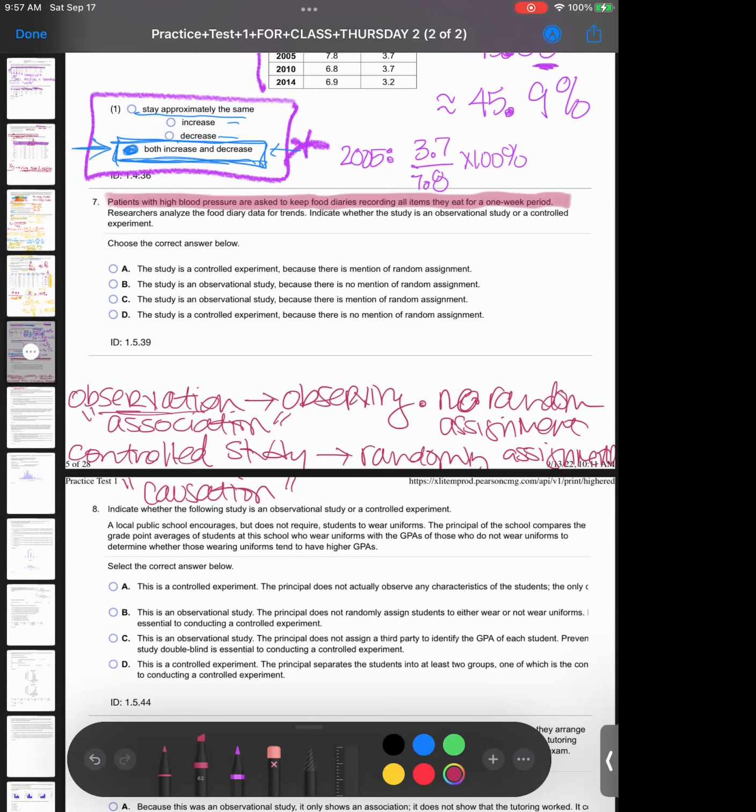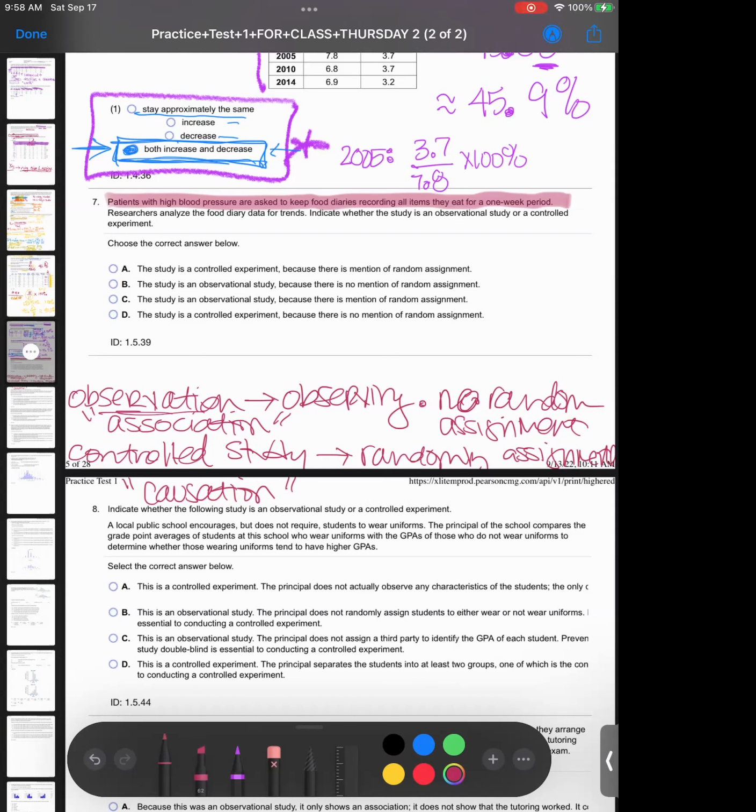Researchers analyze the food diary for trends. Indicate whether it's an observational study or a controlled experiment. So they are asking people to keep a diary of their food. They're not asking a group to modify it. They're not observing them. They're not randomly assigned. So this one would be what?